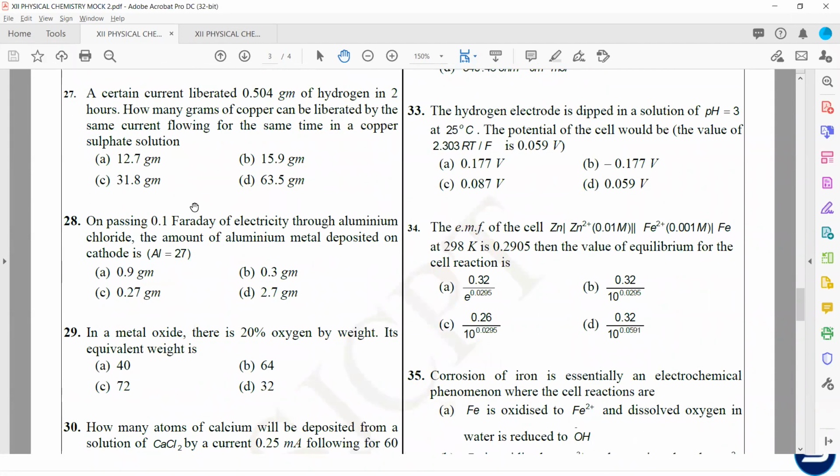Next, a certain current liberated 0.504 gram of hydrogen in 2 hours. How many grams of copper will be liberated by the same current flowing for the same time in a copper sulfate solution?